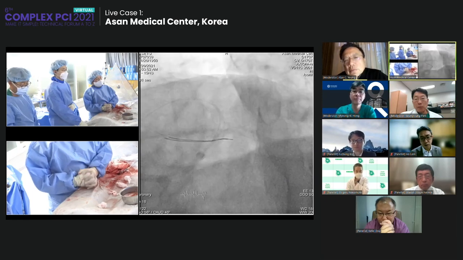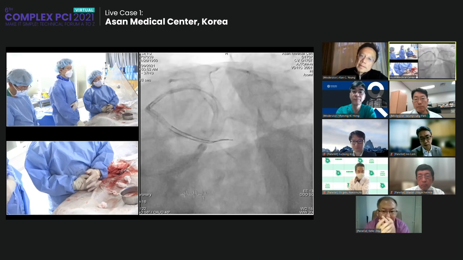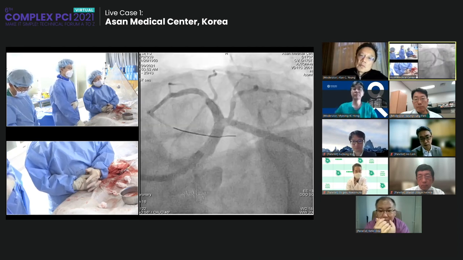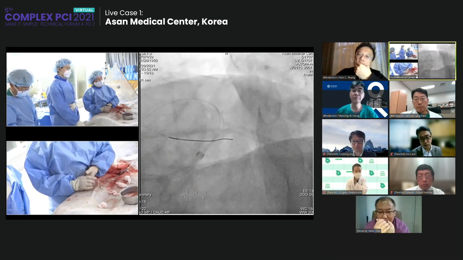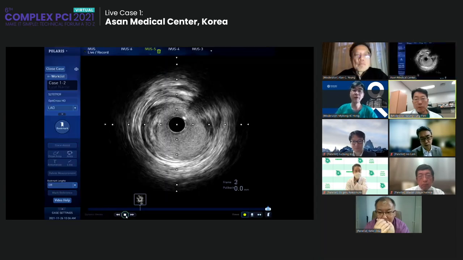For the OM branch, I applied high pressure up to 2024, and the LAD also 2024. So this is the final angiogram. Could you show us the IVUS? Great, yes, LAD, great. Please.